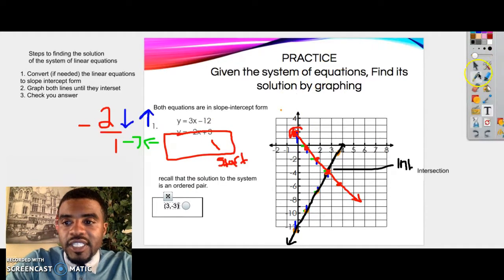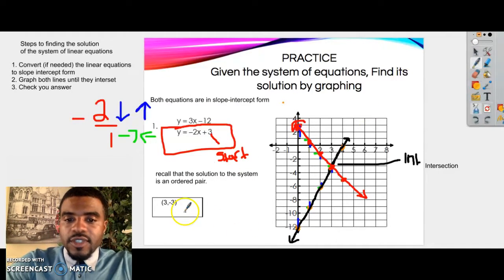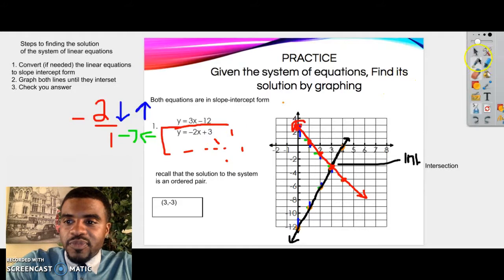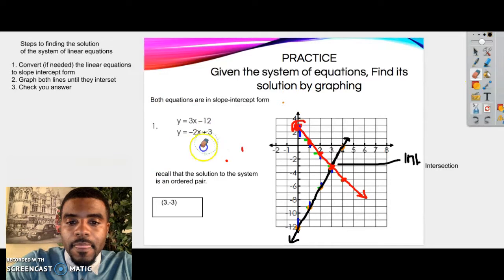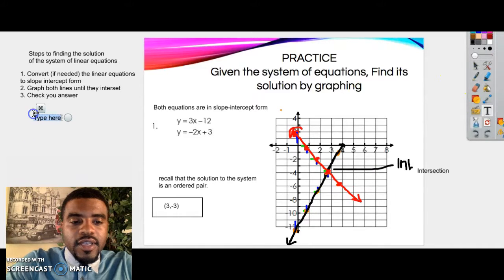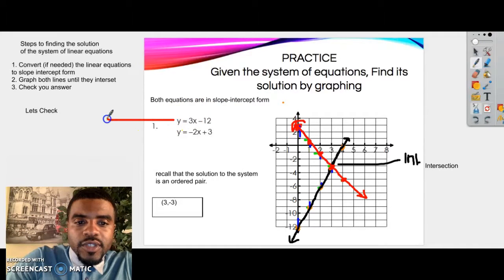And what do we need to do? We need to check the answer there to make sure that it's 3, negative 3. So plug these in, and if it holds, if it's true, then it is indeed the solution. So let's go ahead and try it. I'm going to check my work here. Let's check.